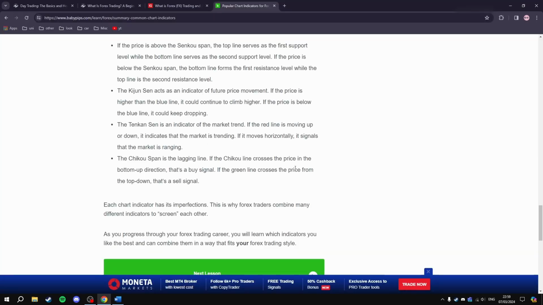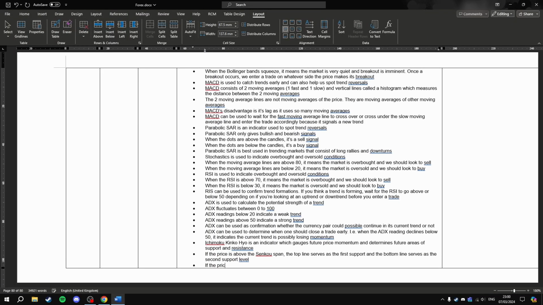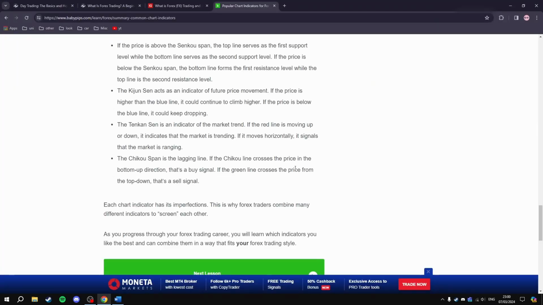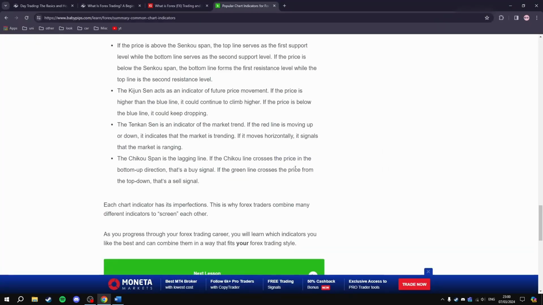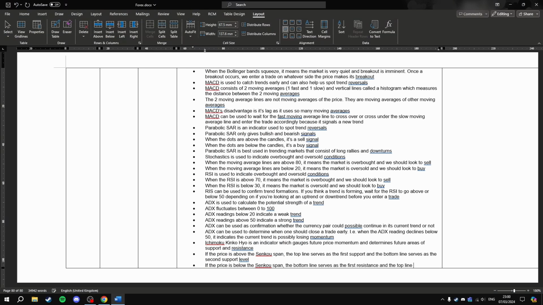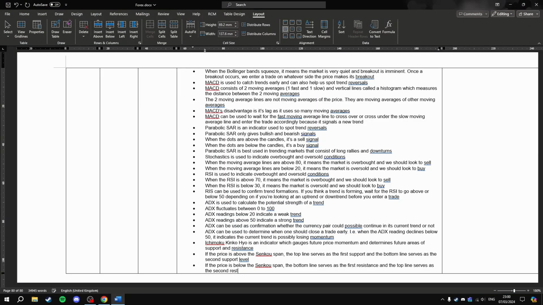Same if the price is below the Senkou span, the bottom line serves as the first resistance, and the top line serves as the second resistance level.